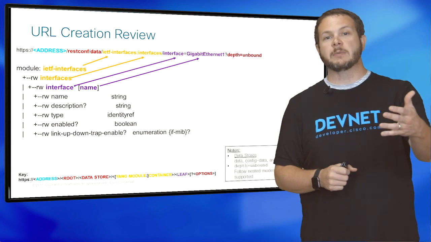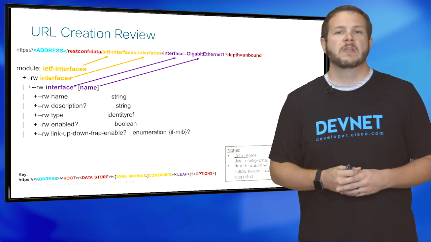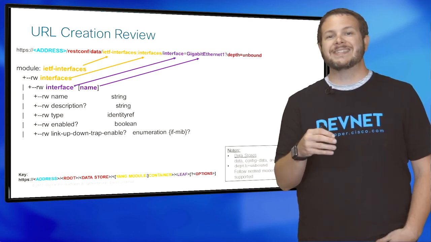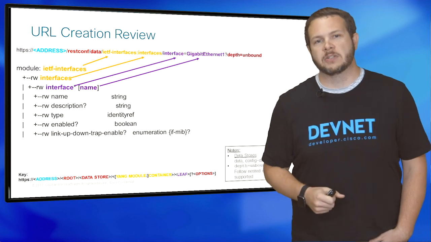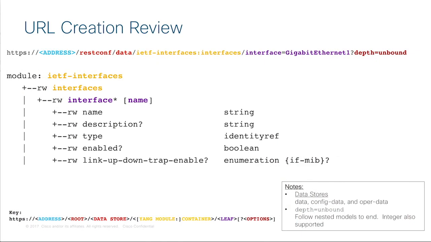In this case, a gigabit Ethernet return data will also include information about IP addresses. Without depth equals unbound, or if we were to do depth equals 1, we wouldn't see all of that nested IP information returned back from the RESTconf call. Now again, depth equals unbound is the default, so you don't have to specify it. But if you are interested in just a single level of depth, or you want to dive down 2 levels of depth, you can do that with integer pieces that are there.